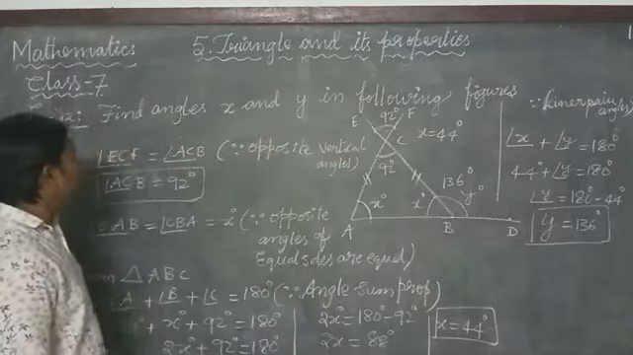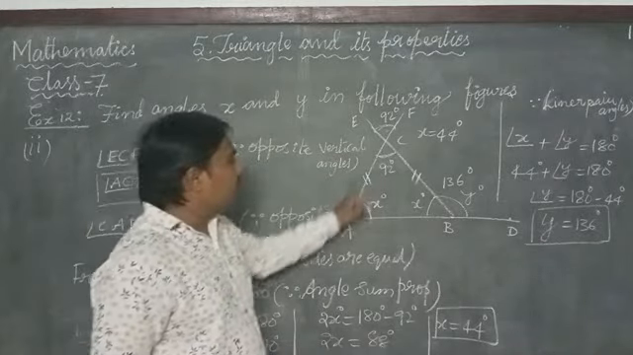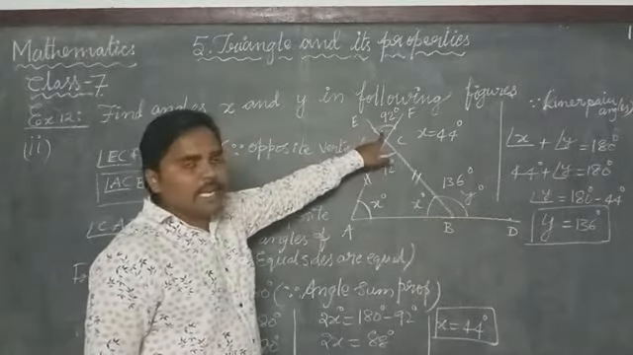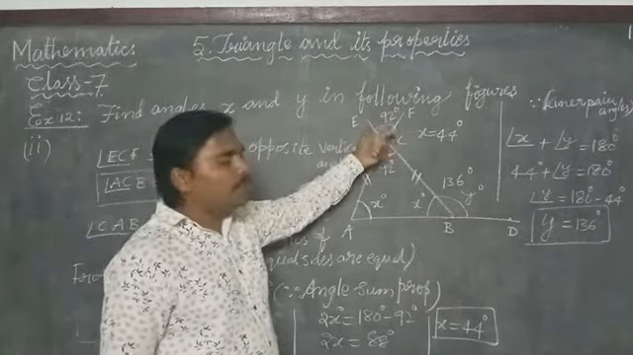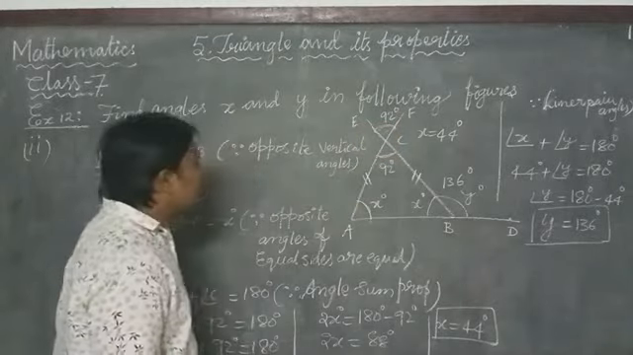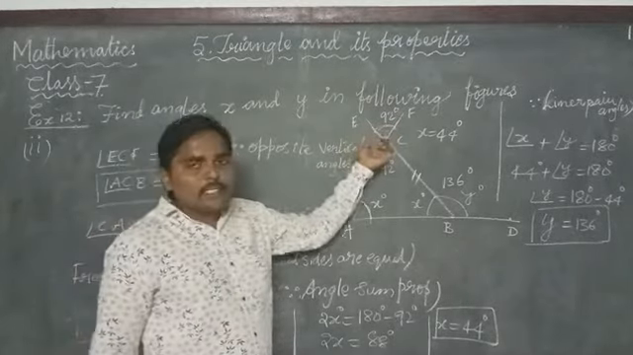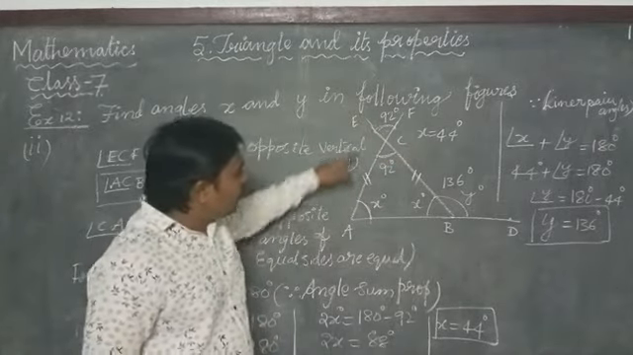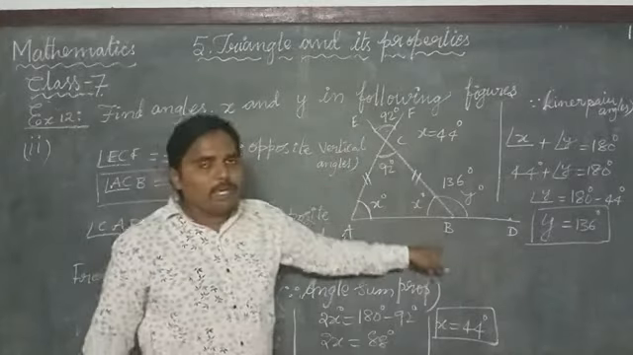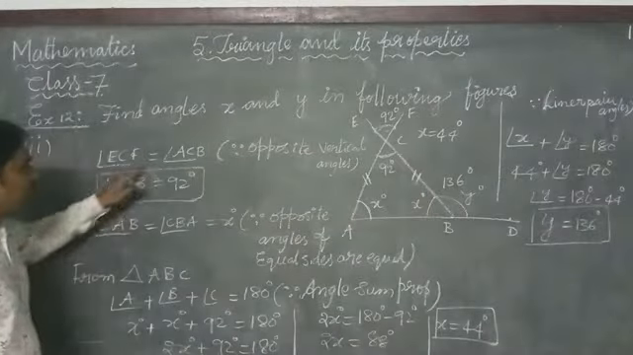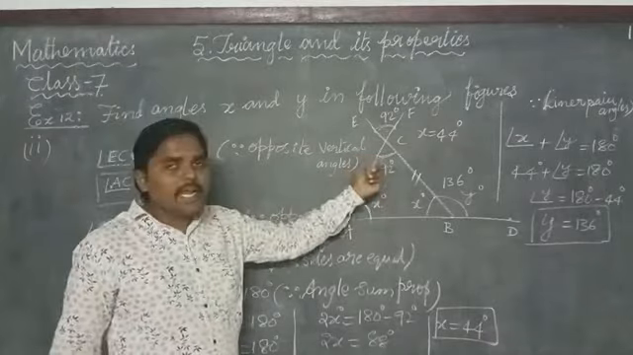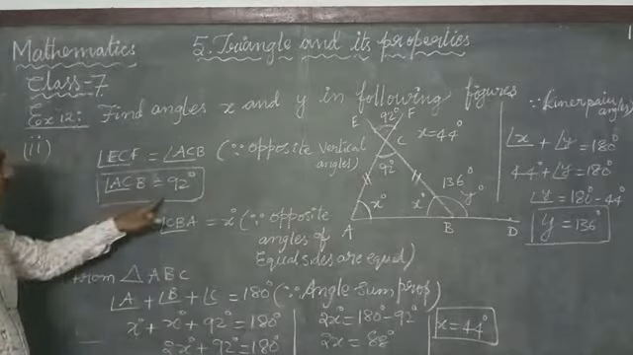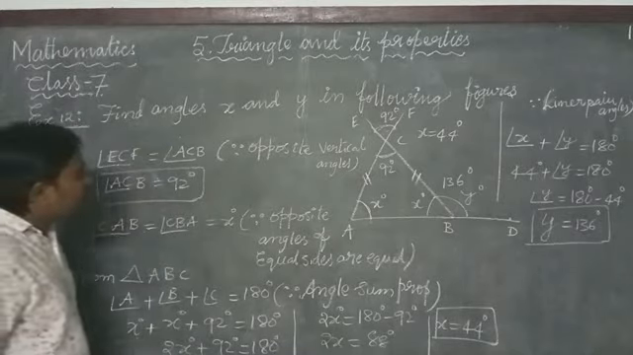Once again, the given figure is triangle ABC with exterior angles, and the vertical opposite angle ECF is 92 degrees. From vertical opposite angles being equal, angle ECF equals angle ACB. From that we can write that the interior angle at C of triangle ABC is 92 degrees, so angle ACB equals 92 degrees.